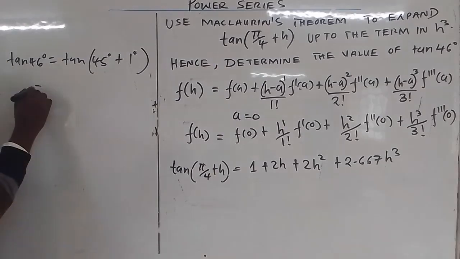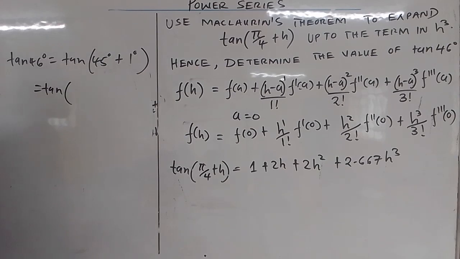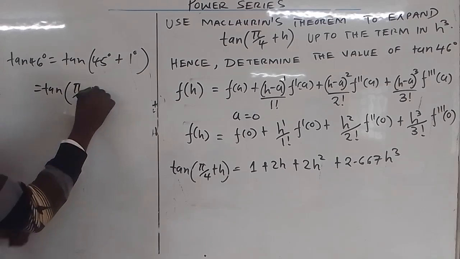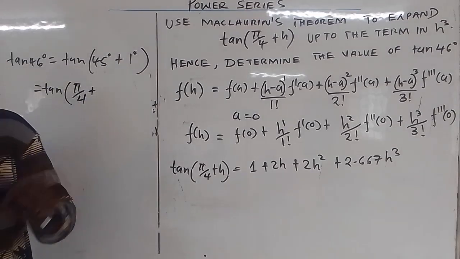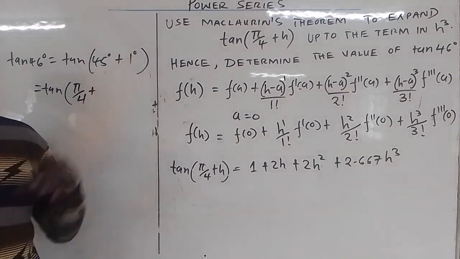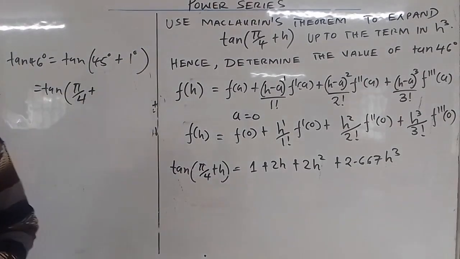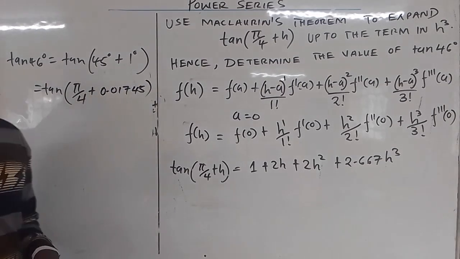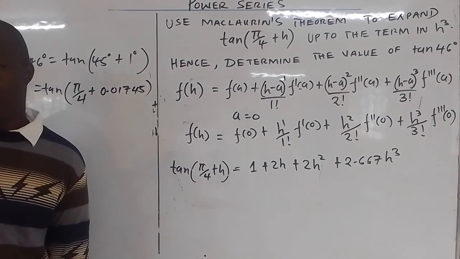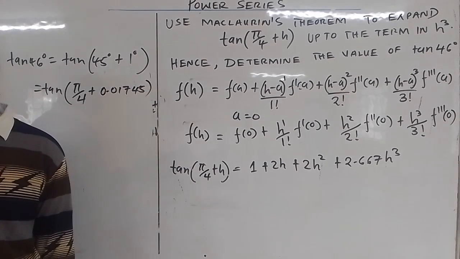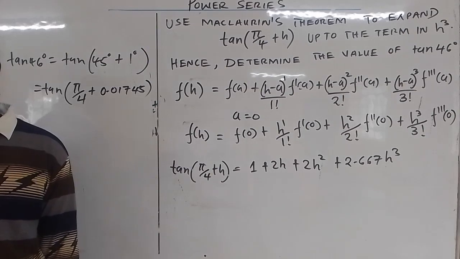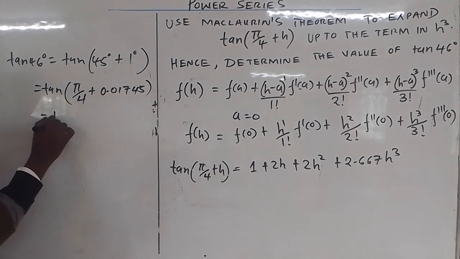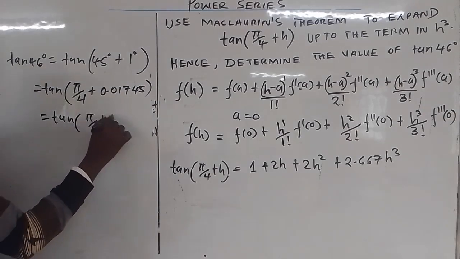So from here you convert. So this is tan, you know 45 degrees is 45 pi divided by 180. You get pi over 4, isn't it? Then it is plus, change 1 degrees. Everything must be in pi radians. Is when you can evaluate it, isn't it? What is 1 degrees in pi radian? 1 times pi divided by 180. 0.0174. 1 degrees times pi divided by 180 degrees. 0.01745. So you can see this is now in the form of tan pi over 4 plus h.